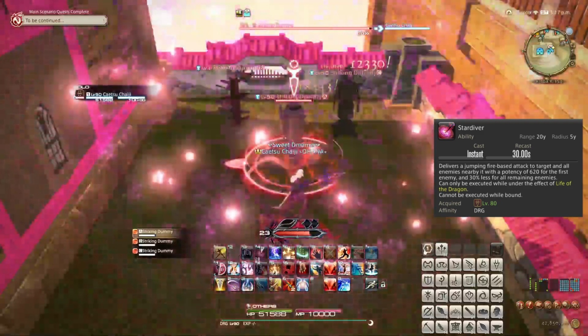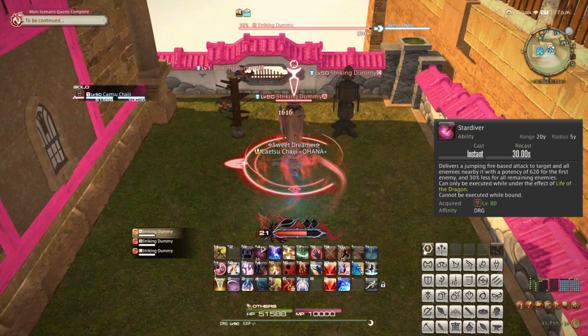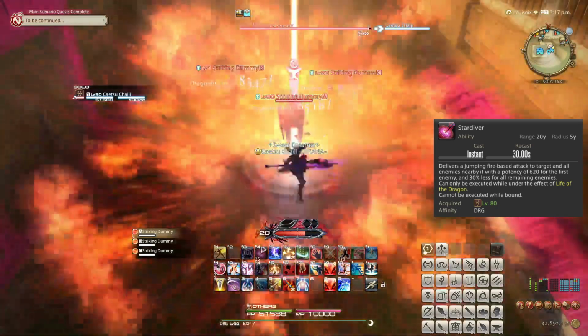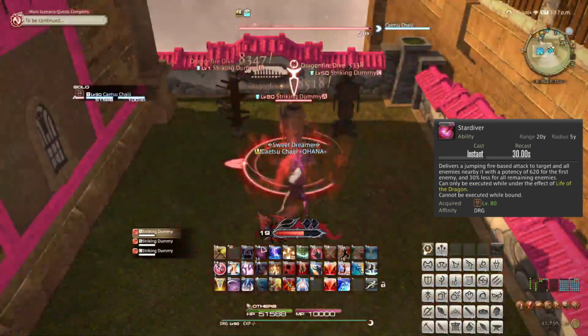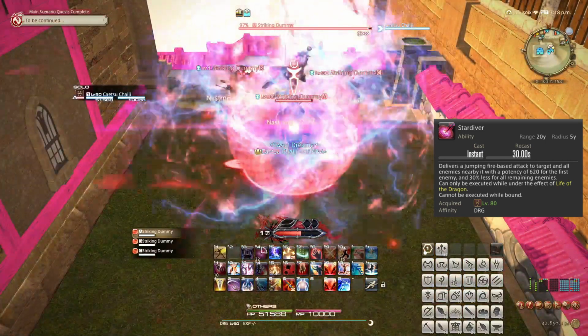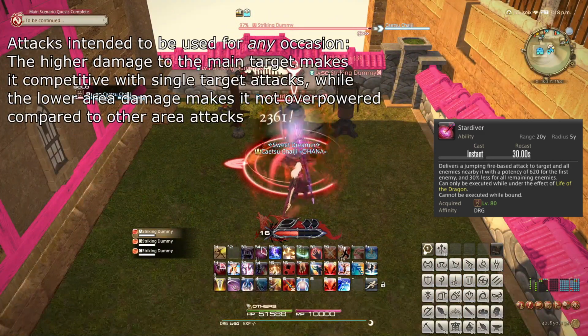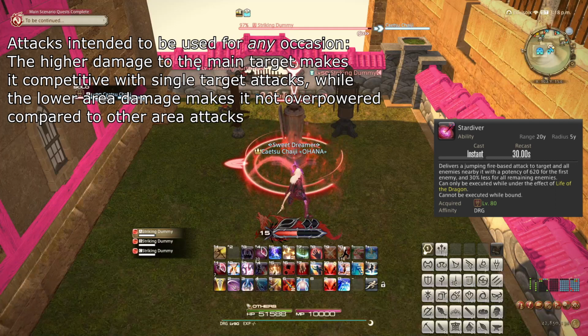Now, Stardiver deals a whopping 620 potency of damage, but only to the main target. All other targets take 30% less, meaning 434 potency. Most attacks that have these kinds of properties with varying damage values are attacks that are great both for single target and area of effect. The damage is inflated for single target so that it is worth using, while the extra targets take less so that the attack isn't too strong in that situation.